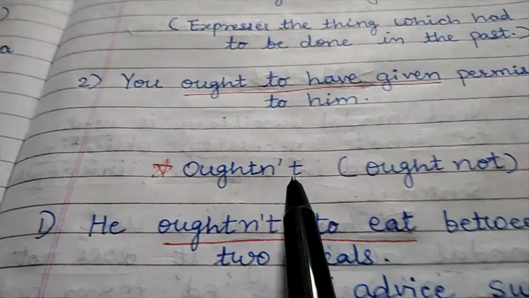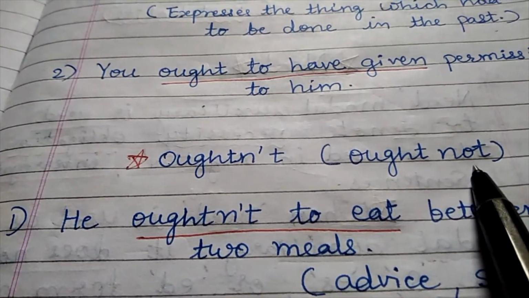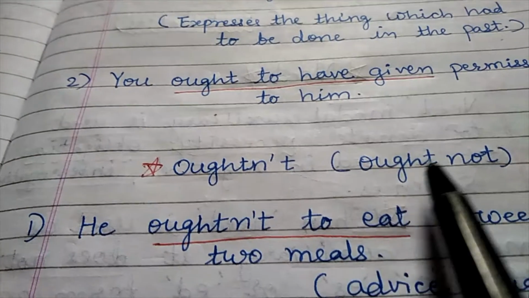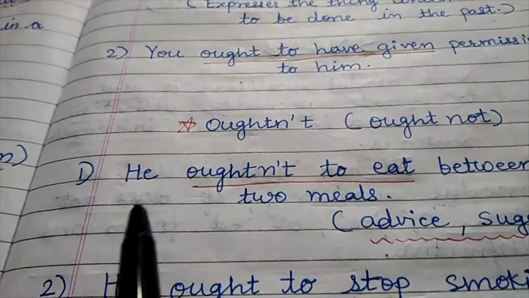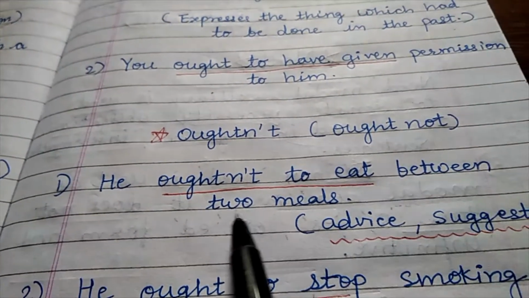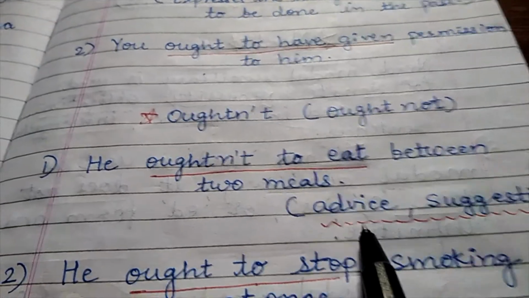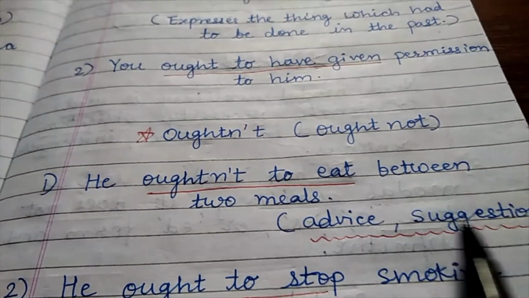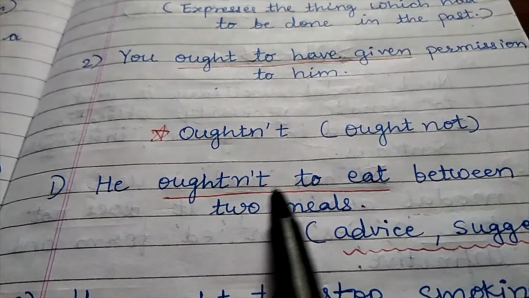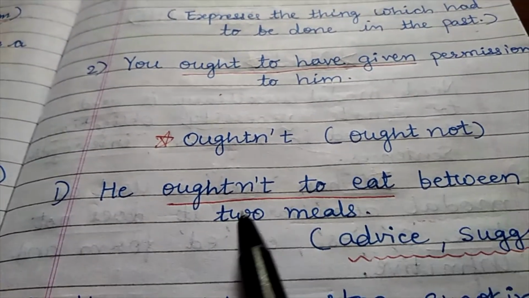Now the sentences with oughtn't or ought not, means oughtn't is the short form of ought not. He oughtn't to eat between two meals. We can say that it is an advice or suggestion. He oughtn't to eat between two meals.